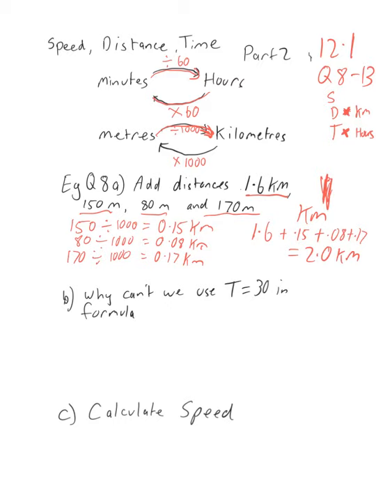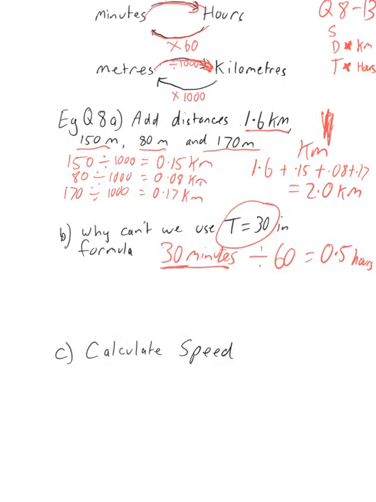Question B says, why can't we use t equals 30 in our formula? And it's because the 30 is 30 minutes, and we need our answer in hours. So to convert this 30 into hours, as it says up here, we divide by 60. Most people would understand that 30 minutes is the same as 0.5 hours, or half an hour.